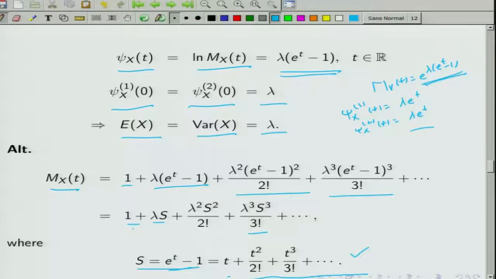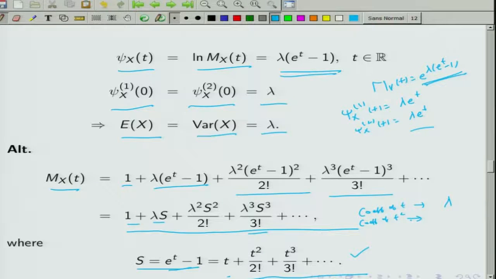What I have to do is, from here I have to collect the coefficients of t to power r by factorial r for various values of r. So let us look at what would be the coefficient of t. When you consider s square, the minimum power of t that would come is t square. That means t can come only from s, which is lambda times this quantity. So the only t coming is from lambda. So the coefficient of t is lambda. Now let us look at the coefficient of t square.